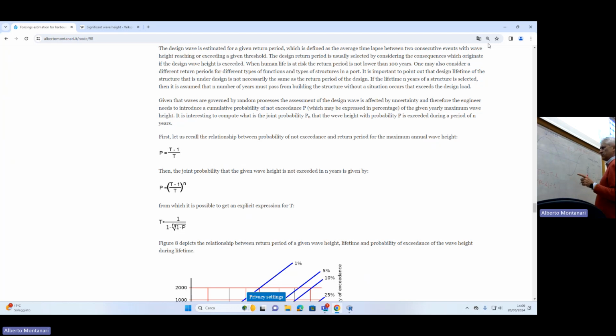Sorry, there is something that is wrong here. Yeah, okay, this is minus 1, okay. And then the return period is equal to 1 divided by 1 minus p. What is p? P is probability of not exceedance, okay. P is probability of not exceedance.